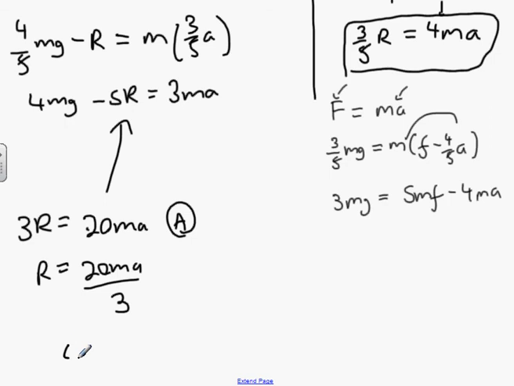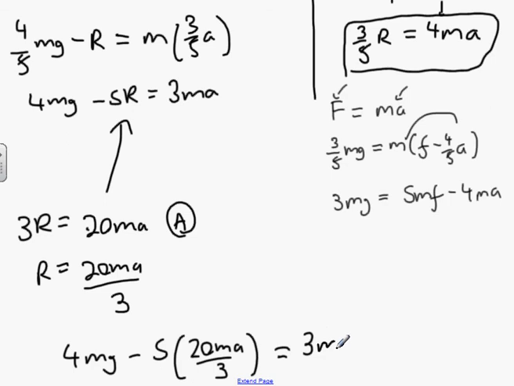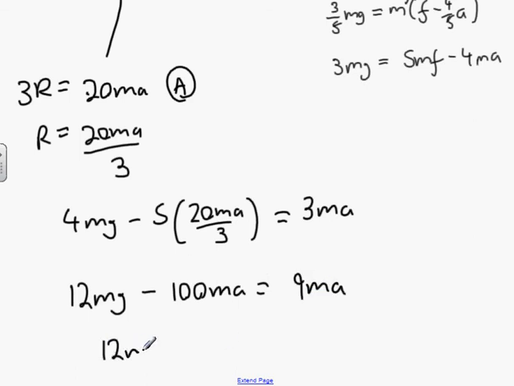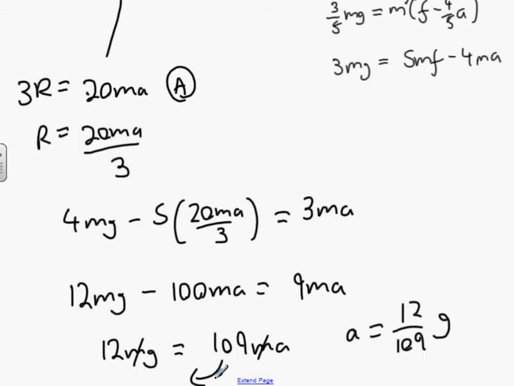4mg minus 5 times 20ma all over 3 equals 3ma. We're going to multiply both sides by 3. 12mg minus 100ma equals 9ma. 12mg equals 109ma. A therefore is 12 over 109 g. The m's will cancel and then just divide by 109. Okay, and we're correct.